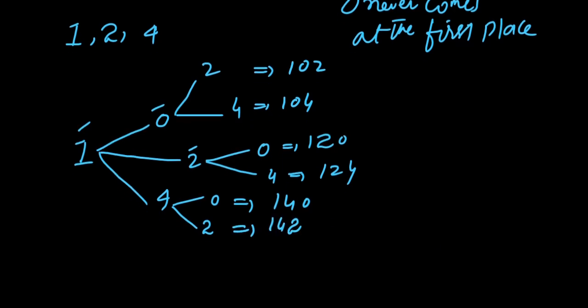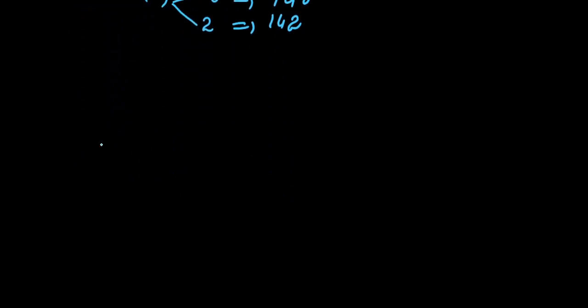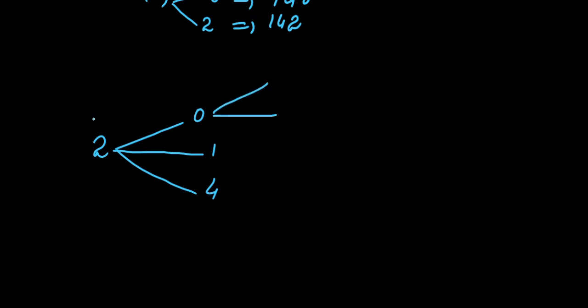Similarly, if you start your number with 2, your starting digit is 2. Now at the second place, you can write 0, 1, 4, the remaining digits. Now at the third place, as we have already used 2 and 0, so 0 and 2 cannot be used at the third place. So the remaining digits are 1 and 4. Similarly, from this branch, 2 and 1 have been used already. So the remaining digits are 0 and 4. And here the remaining digits are 0 and 1.